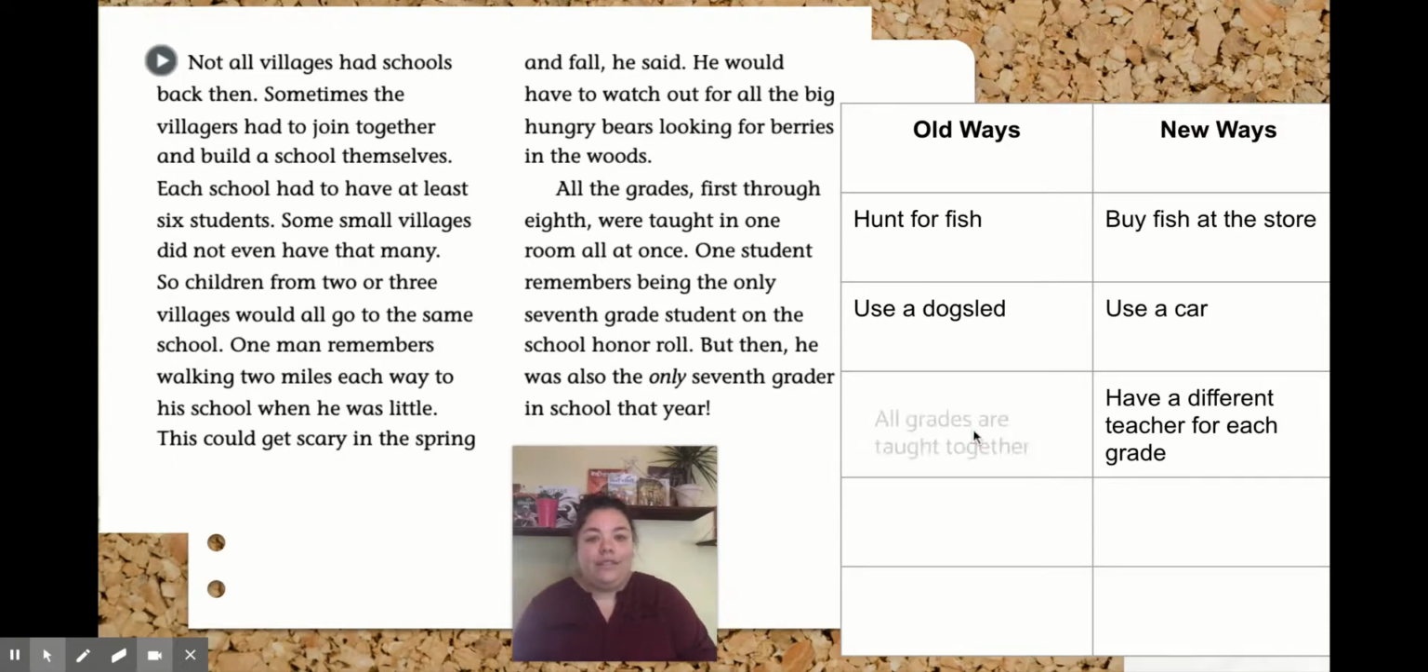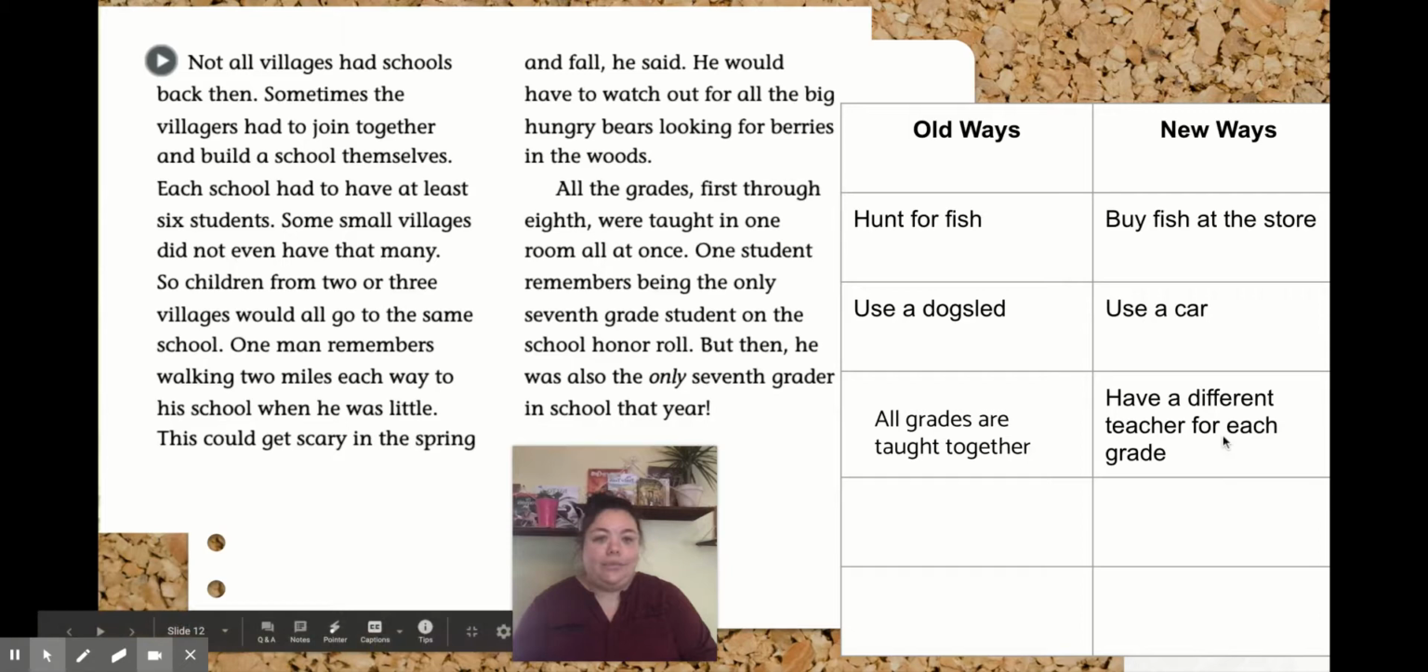Okay. So for the Athabascans, all of the grades were taught together. And I know because right here it said all the grades, 1st through 8th, are taught in one room all at once. So all the grades were taught together. Whereas now, the new ways, we have a different teacher in each grade.